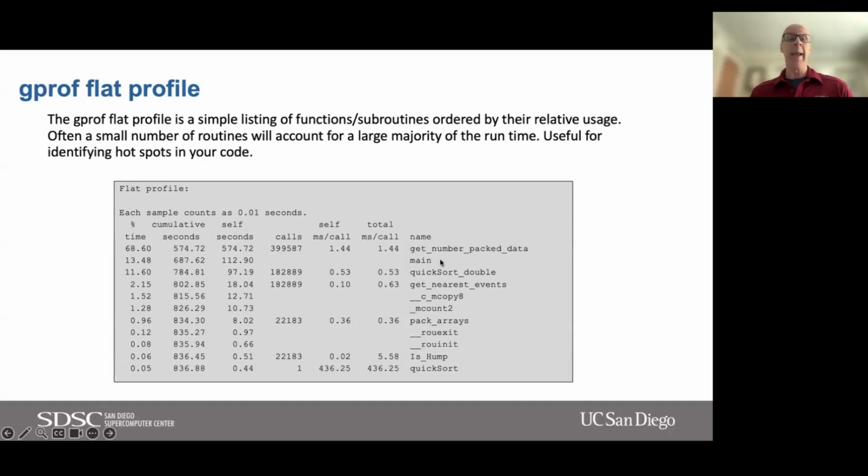The routine called main used just over 13%. Quicksort double used about 11%. And then we get some very small contributions from other routines. Get nearest events, a system routine called C_mcopy8, and so on. So just by running gprof, we already know where we should focus our effort, and that's on this one routine, get number packed data.